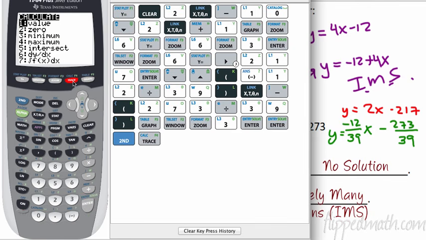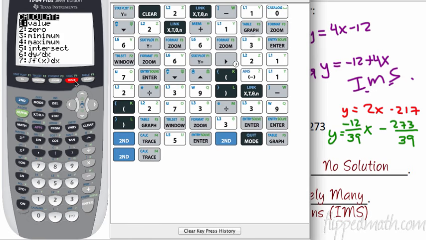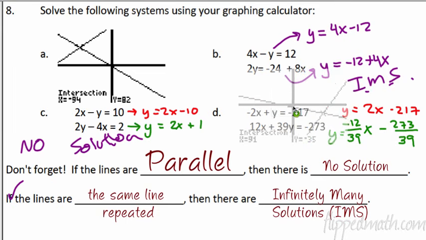Your calculator can't calculate it until it sees it on the screen here. So to calculate the intersection, second, calculate. Choice 5 is intersection, and then you hit enter 3 times. And guess what? There you go, 91, negative 35. That is it, and we're done with that one.